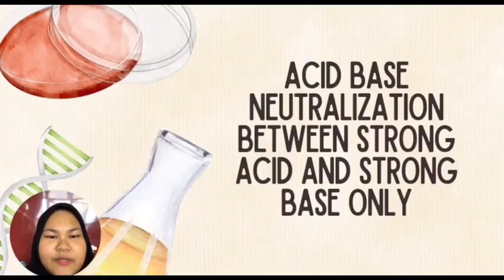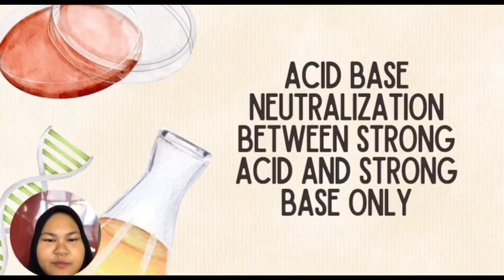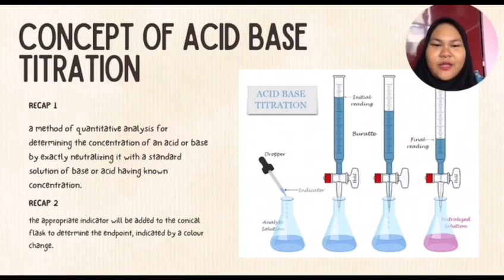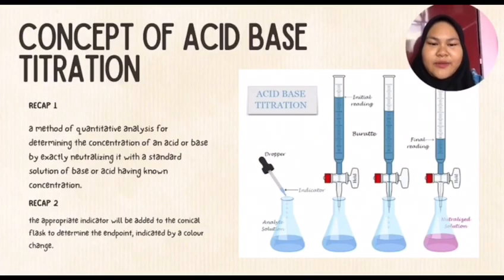Next, we learn about acid-base neutralization between strong acid and strong base only. Next, have a concept of acid-base titration, a method of quantitative analysis for determining the concentration of an acid and base by exactly neutralizing it with a standard solution of base or acid having known concentration. The appropriate indicator will be added to the conical flask to determine the endpoint, indicated by a color change.